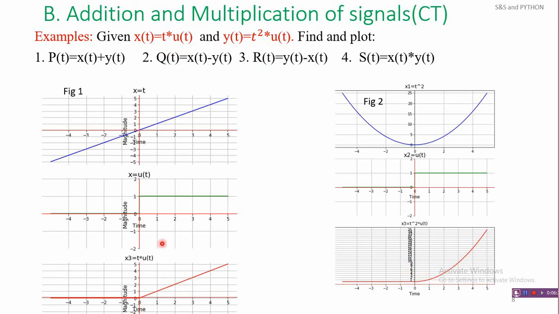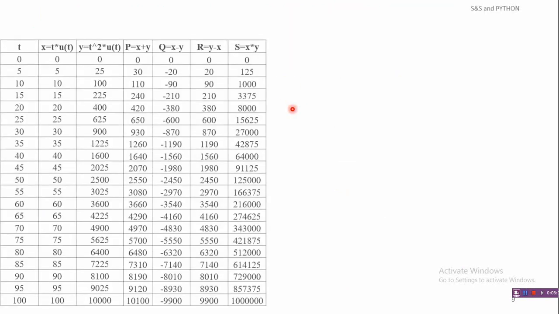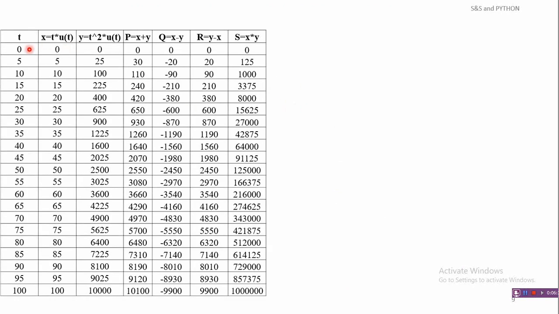Now making use of this x of t and y of t, let us find out what is p of t, q of t, r of t and s of t. To do this, we shall make a tabular column. Since the signal exists only for t greater than 0, we shall take t in steps of 5, say I have taken here from 5 to 100, and calculate x of t into u of t.